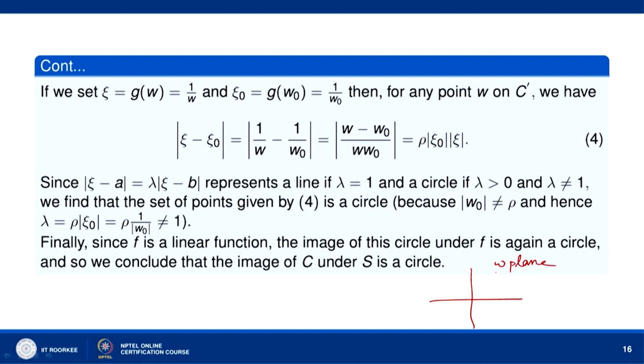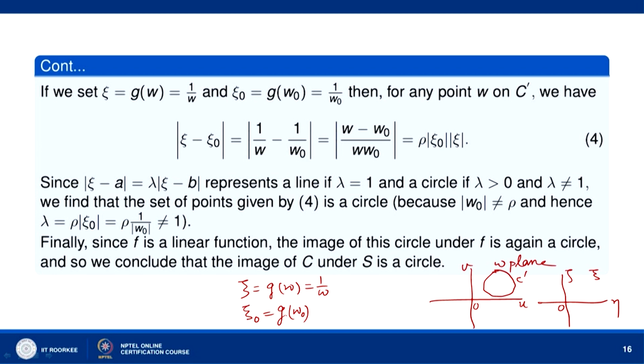In the w plane we have the circle C dash, which does not pass through w equal to 0, and from here we are going to the xi plane, xi equal to eta plus i zeta. Here we are setting g(w) equal to xi and g(w) equal to 1 by w. So, what do we get? Xi naught is equal to, let us say, g(w naught).